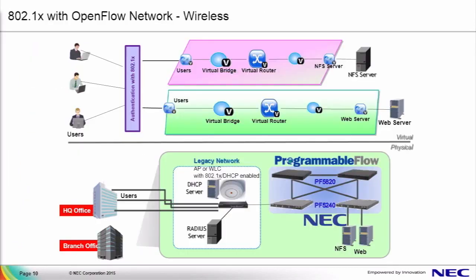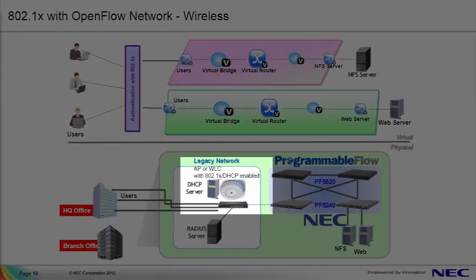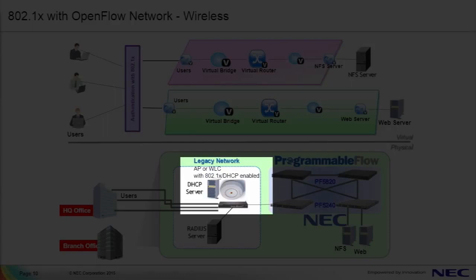In this slide, we're showing the mapping of virtual networks to the physical topology. Starting with the physical topology below, users connect to a wireless access point, which acts as a thin client forwarding all traffic to the wireless LAN controller, or WLC. The WLC in this scenario is both the DHCP server and 802.1x authenticator.